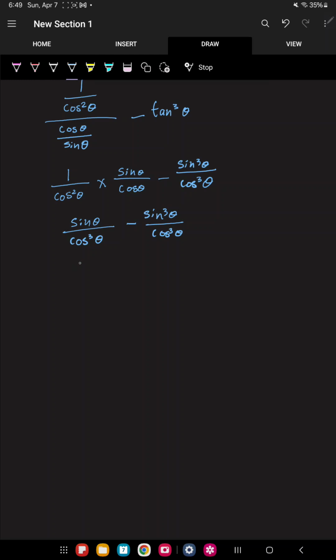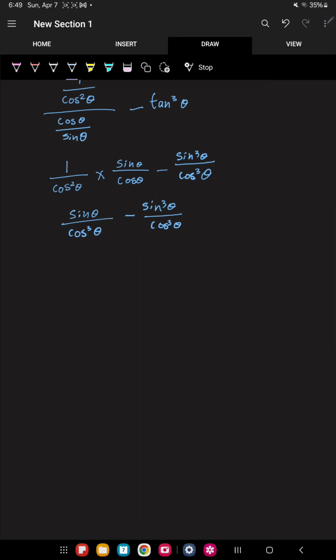And so basically over here the denominators are the same, so we don't need to necessarily multiply them for us to be subtracting those. And because we have similar values here, what we can do is factor them out. So basically if we take sine theta common, it would be 1 minus sine squared theta over cos cubed theta, right? And we know that 1 minus sine squared theta is equal to cos squared theta. It's an identity, so yes.